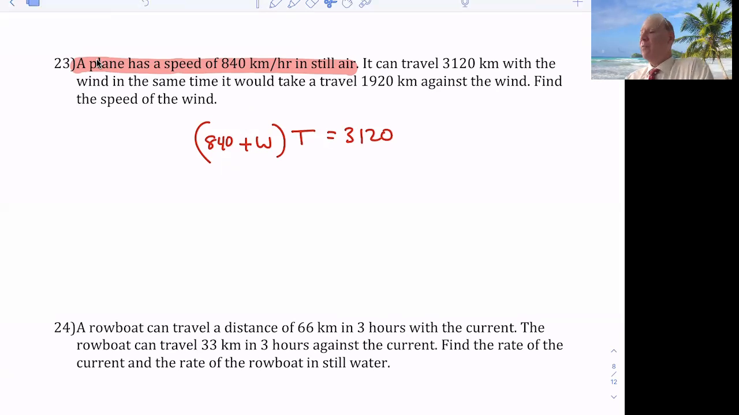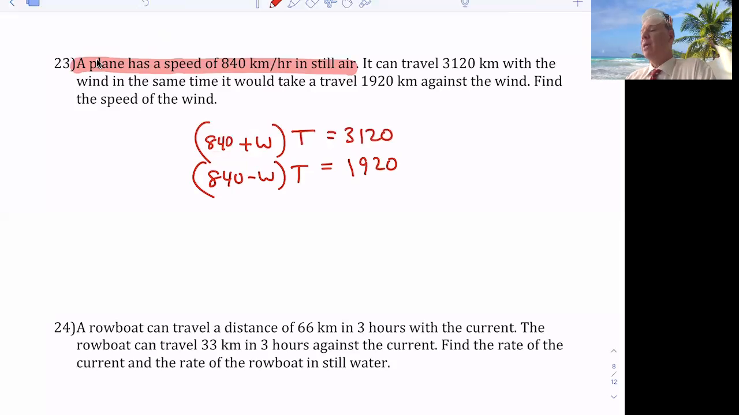So now it says if you're going against the wind, you're only going to be able to travel 840 minus W. In the same amount of time, you can only go 1,920. So it seems like there's a lot of wind. Everybody looking at that okay? Come on, look up. This one's kind of hard.